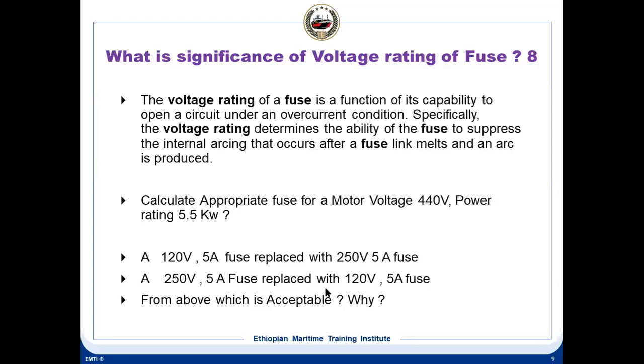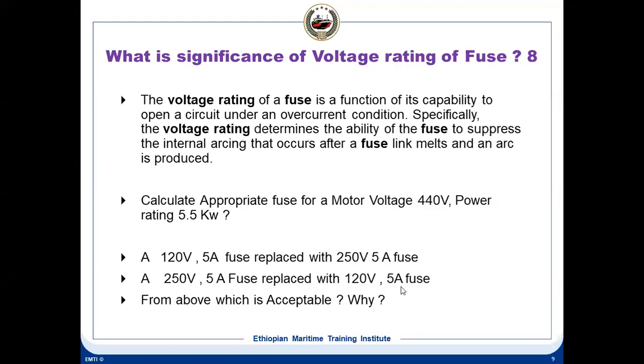So from the above, which is acceptable? You can replace a lower voltage rated fuse with a higher voltage rated fuse. Now the current has to be the same. It has to be 5 amps. This is the interrupting current. It has to be 5 amps, but the voltage can be higher. It's not the other way around. Suppose you have a circuit fuse which is 250 volt 5 amps. You cannot replace this with a 120 volt 5 amps fuse.